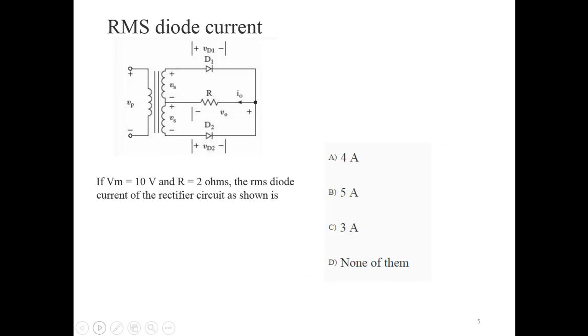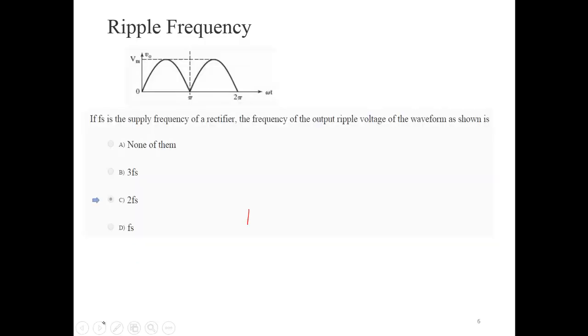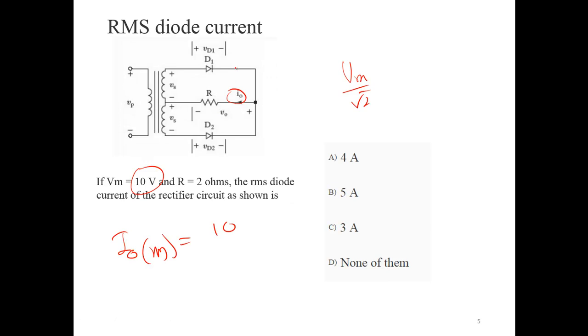But this is the RMS diode current. What will be the RMS diode current? If this is the Vm there, the RMS voltage will be Vm by root 2, and then divided by R, this will give you the RMS current. Now, there's a question, be careful. If the RMS output current Io is say 10 A, what is the RMS of the diode current?